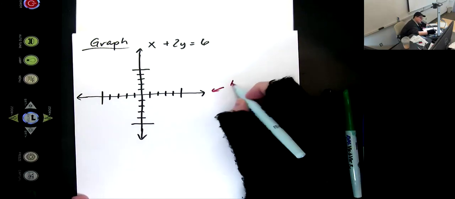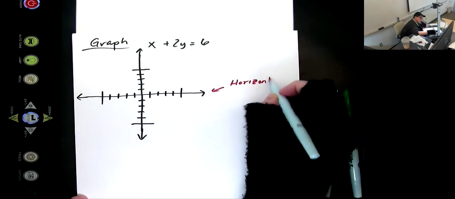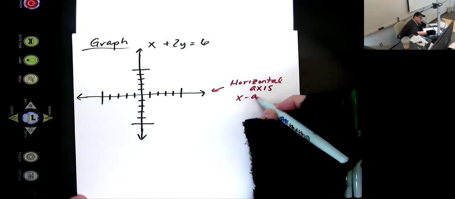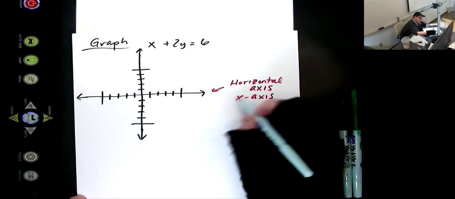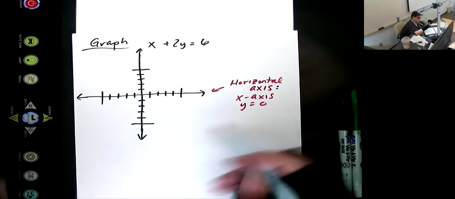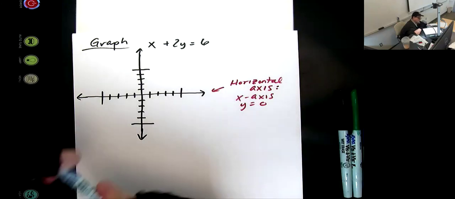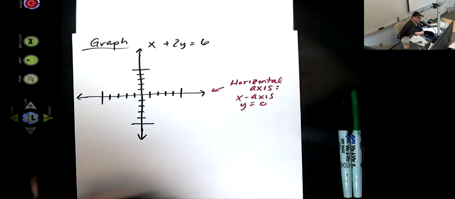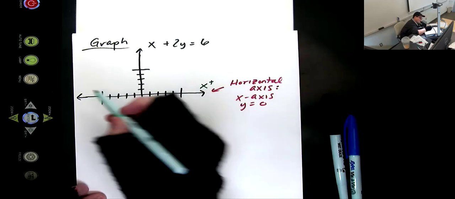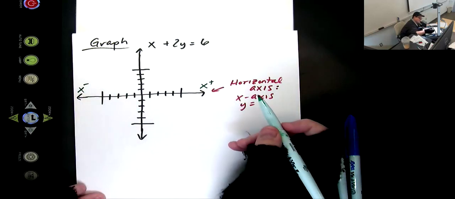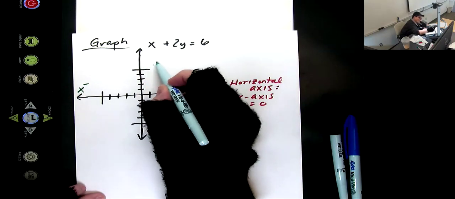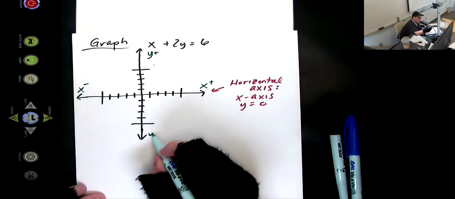So the horizontal axis, these black lines are called axes. The horizontal axis is the x-axis. And along the x-axis, we have the property y equals 0. On the right side, x is positive. On the left side, x is negative. And for y, this other axis is going to be the y-axis. Y is positive going up and negative going down.